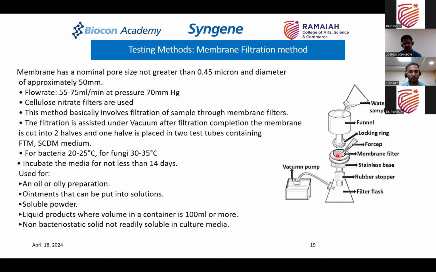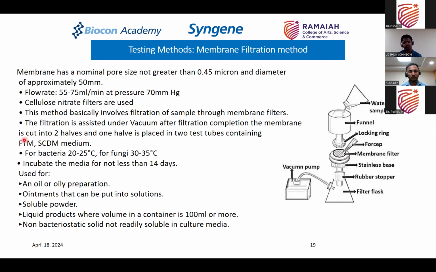Once you pass the sample through this filter at this flow rate, the microorganisms get trapped here. You take the filter out with the help of sterile forceps and make it into two halves, two parts. One part you can inoculate into which media? FTM. The other is SCDM.